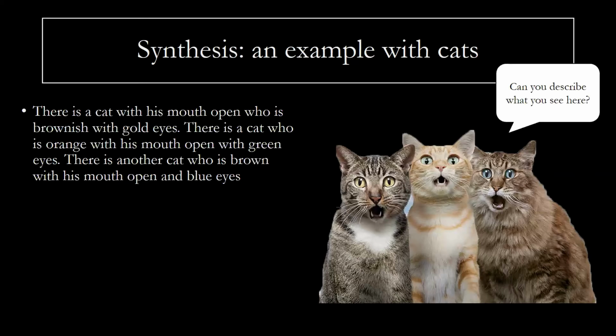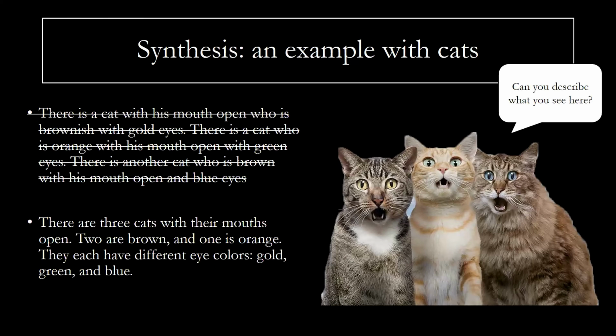And of course, it's unlikely that if I asked you to describe this image, you would do it in this way. Instead, you would see the similarities and the differences, the patterns in the image, and you would frame your description around those patterns or differences. Something like this. There are 3 cats with their mouths open. 2 are brown and 1 is orange. They each have different eye colors, gold, green, and blue.